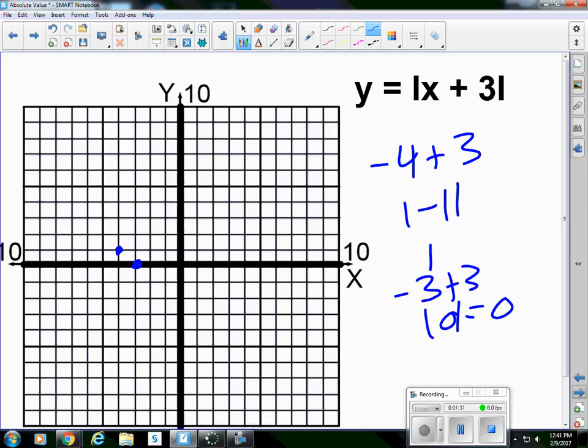And let's try negative 2. Plus 3 is 1. The absolute value of 1 is 1. So negative 2, comma 1. So you can see that that has just shifted to the left by 3 units.